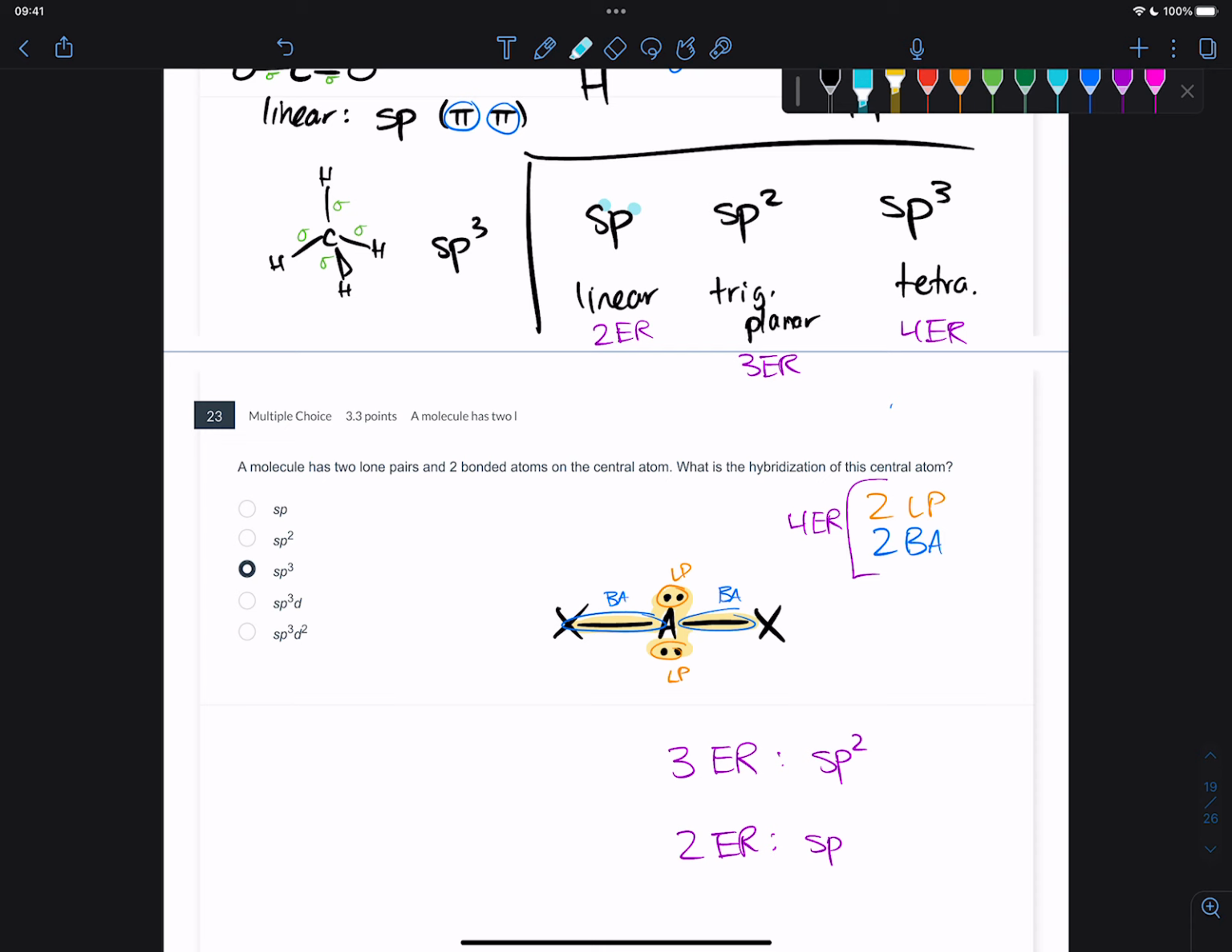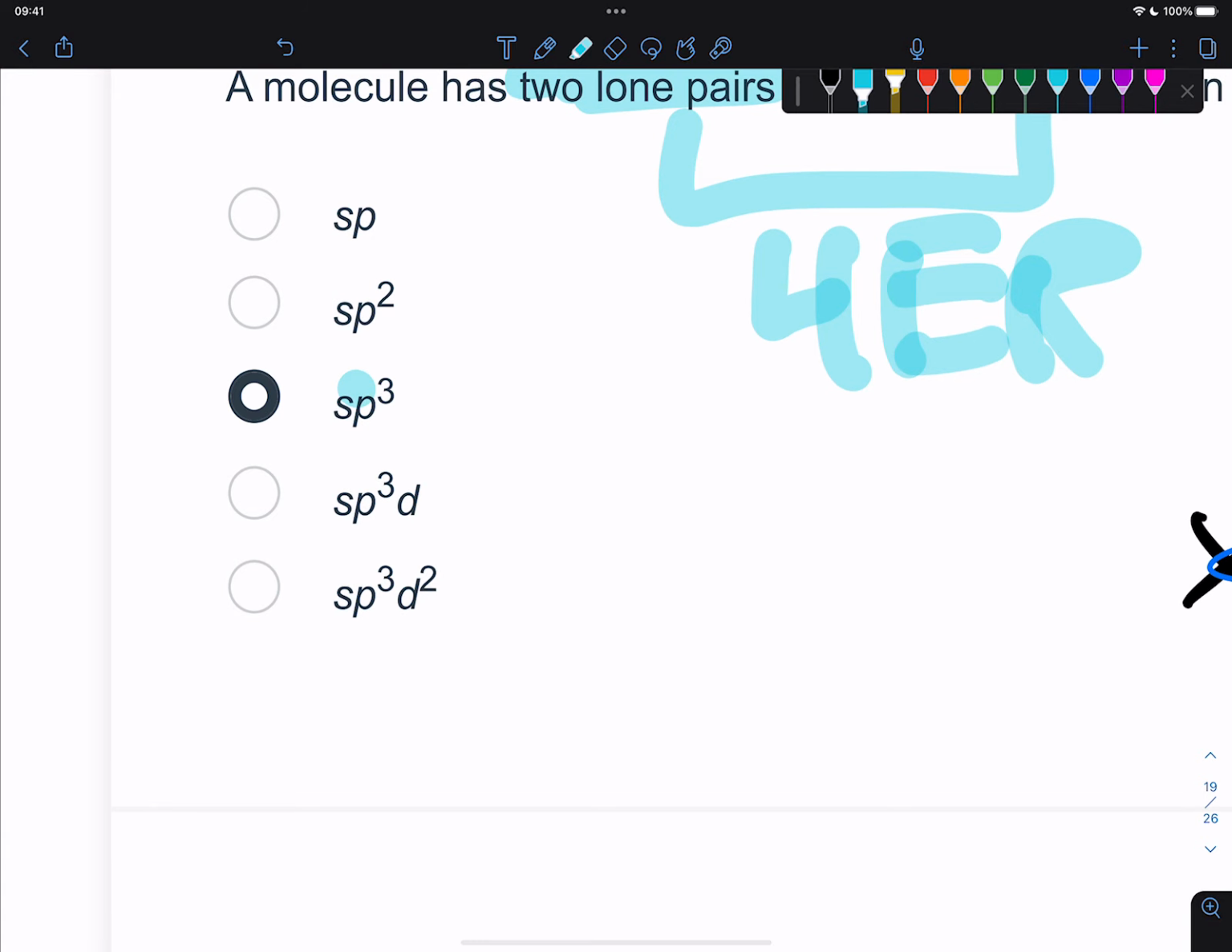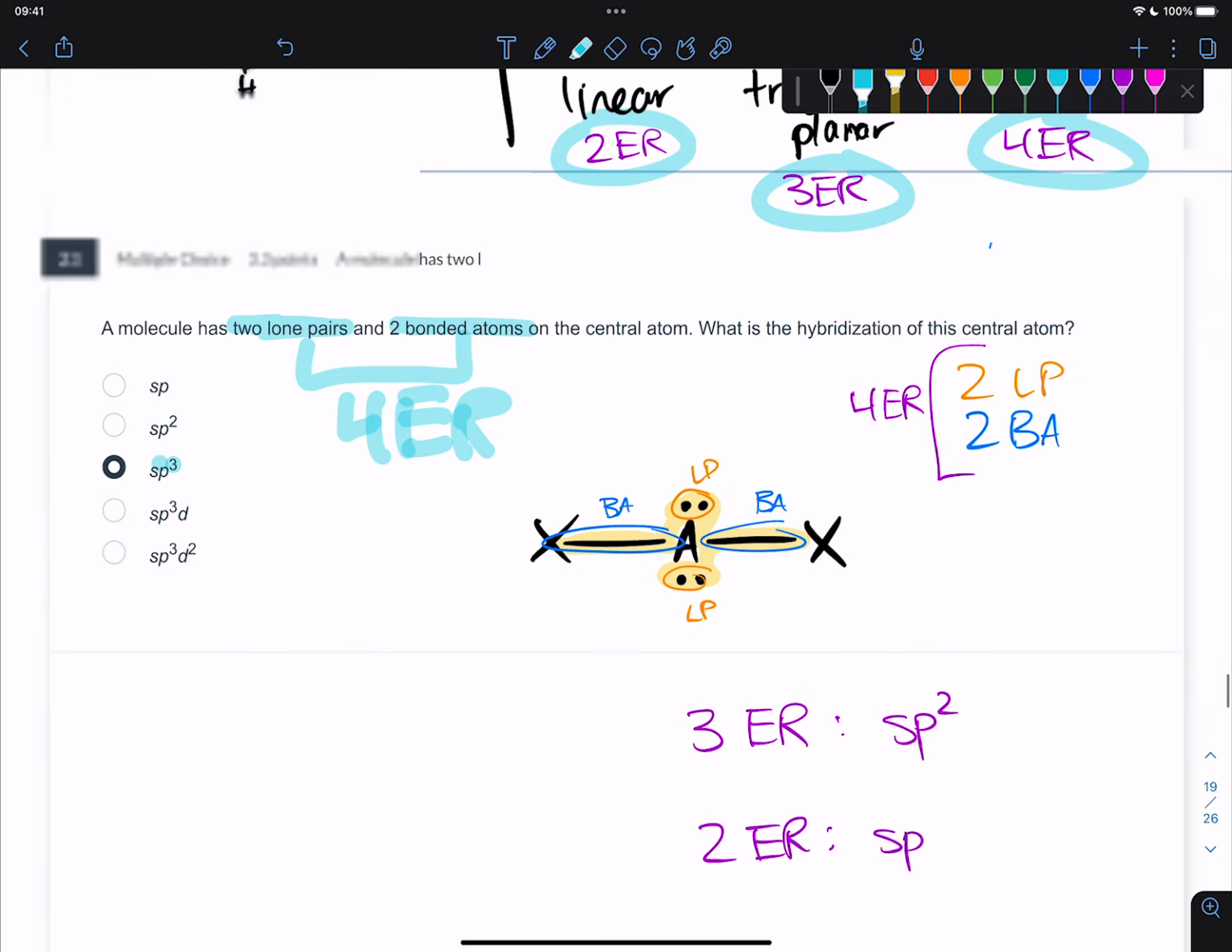Because 1 plus 1 is 2 electron regions, 1 plus 2 is 3 electron regions, and then 1 plus 3 is 4 electron regions. So if there are 2 lone pair and 2 bonded atoms, there's 4 electron regions. And that's why the superscripts here add up to 4: 1, 2, 3, 4. That's like a super fast way to think about it.